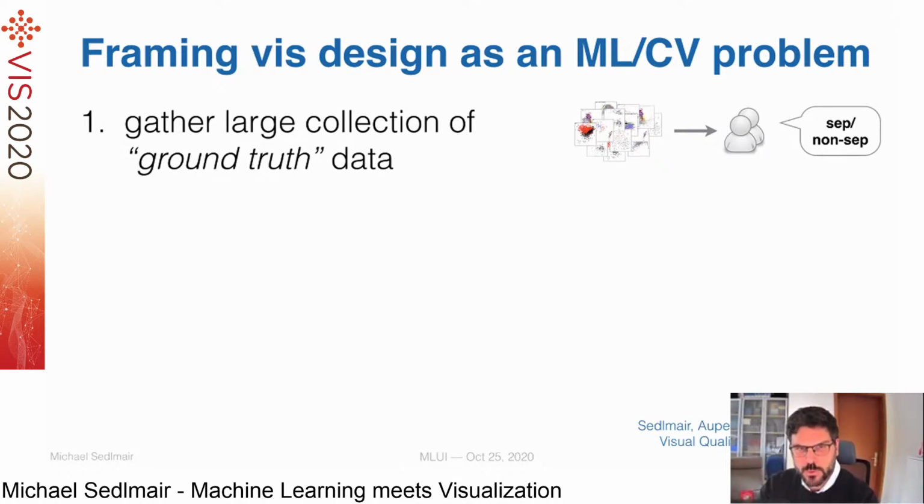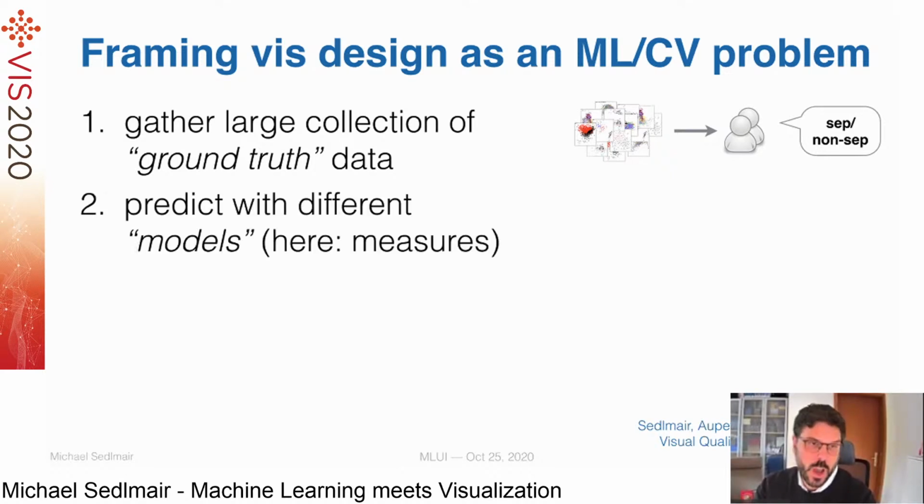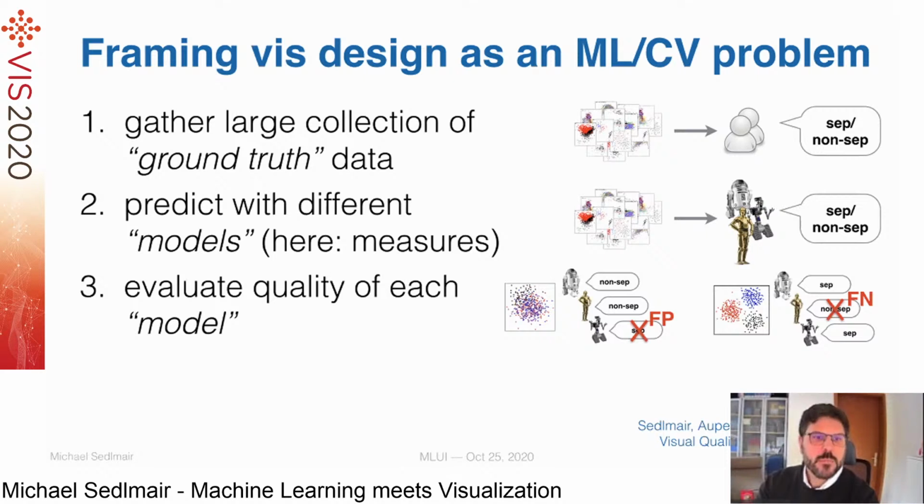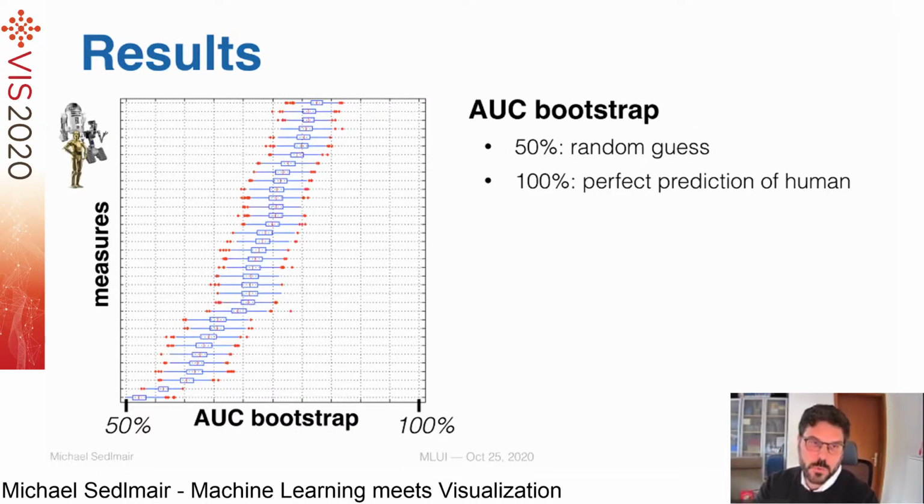some binary classification model. So what we did is basically, in the first step, we gathered some human ground truth data, annotating whether something is separable or not. And then we predicted that with different measures. So this is the classical model selection step in machine learning. And then we can evaluate the quality of each of these models by looking at classical evaluation approaches in machine learning, like the binary classification area under the curve bootstrap, which we did here.